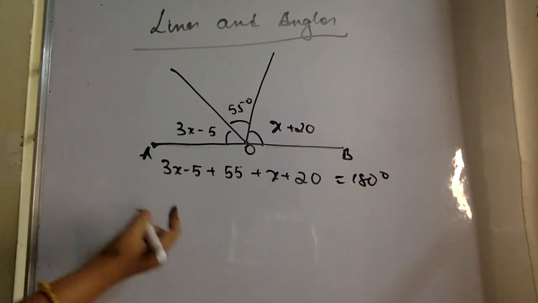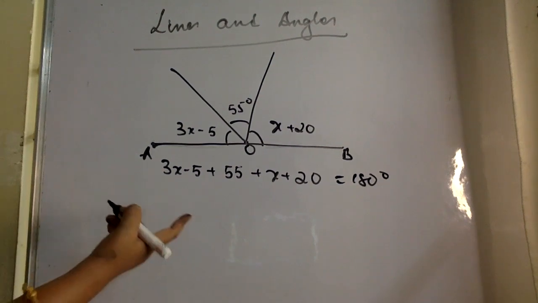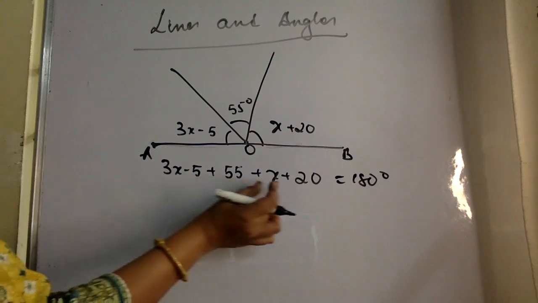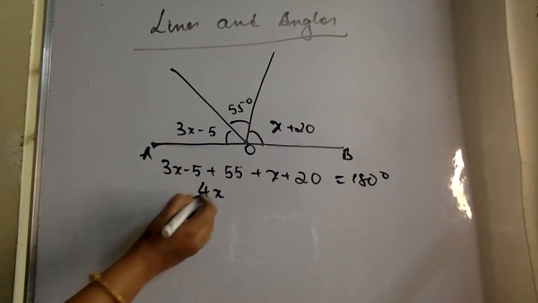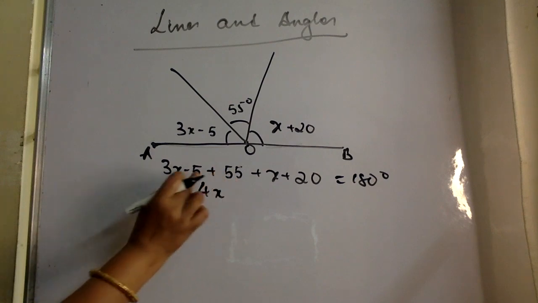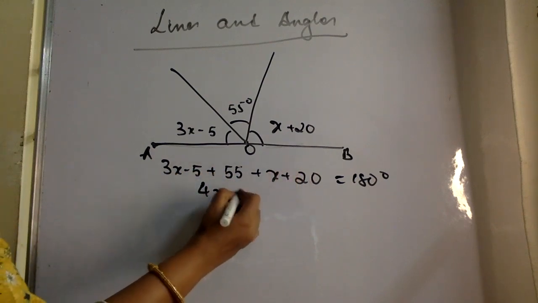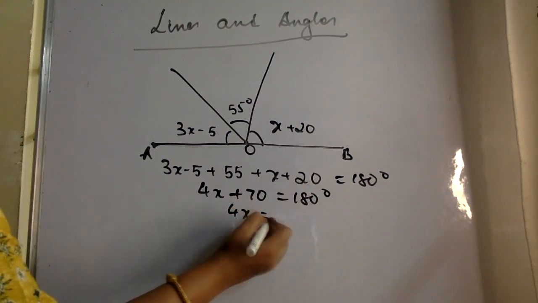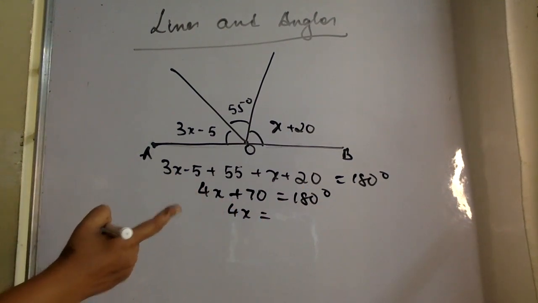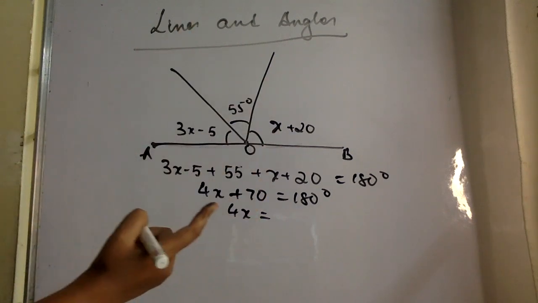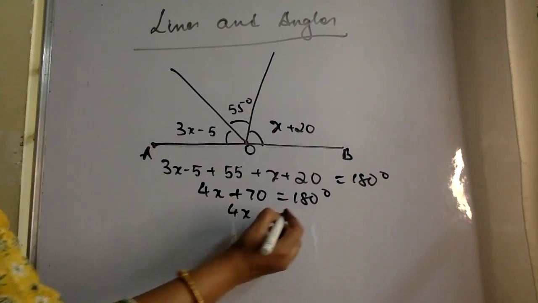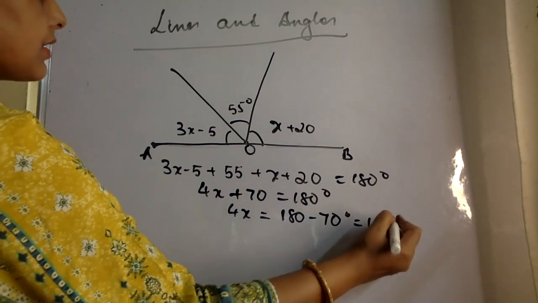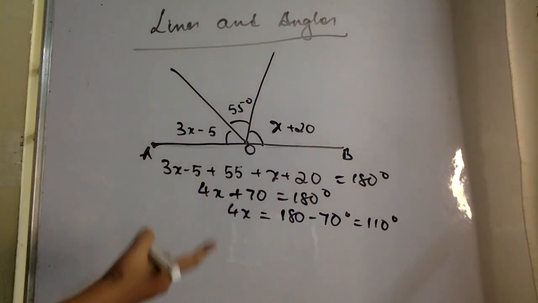So now what I have here is a simple linear equation. 3x plus x is 4x. 55 minus 5 makes 50. 50 plus 20 makes 70, is equal to 180. Try to simplify the equation as far as possible before you take terms to the other side, to avoid mistakes. So 4x is 180 minus 70, which is equal to 110.